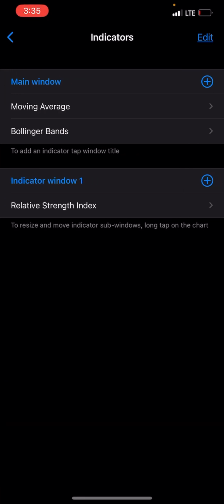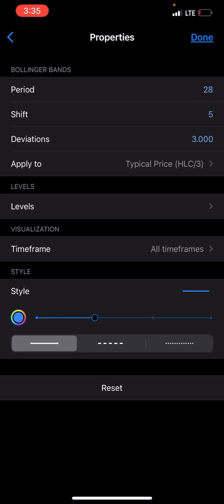Then we go back again and we are bringing in Bollinger Bands. We click and look for Bollinger Bands. The period is 28, shift is 5, deviations 3.000, apply to typical price, and I'm using blue. So you can screenshot it so that you'll be able to understand or know what I'm doing here.